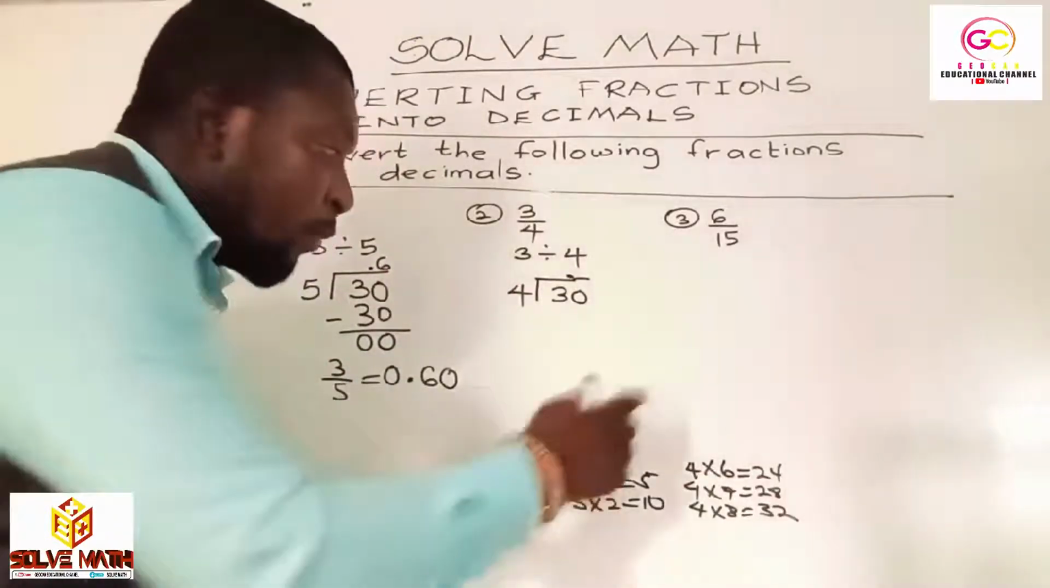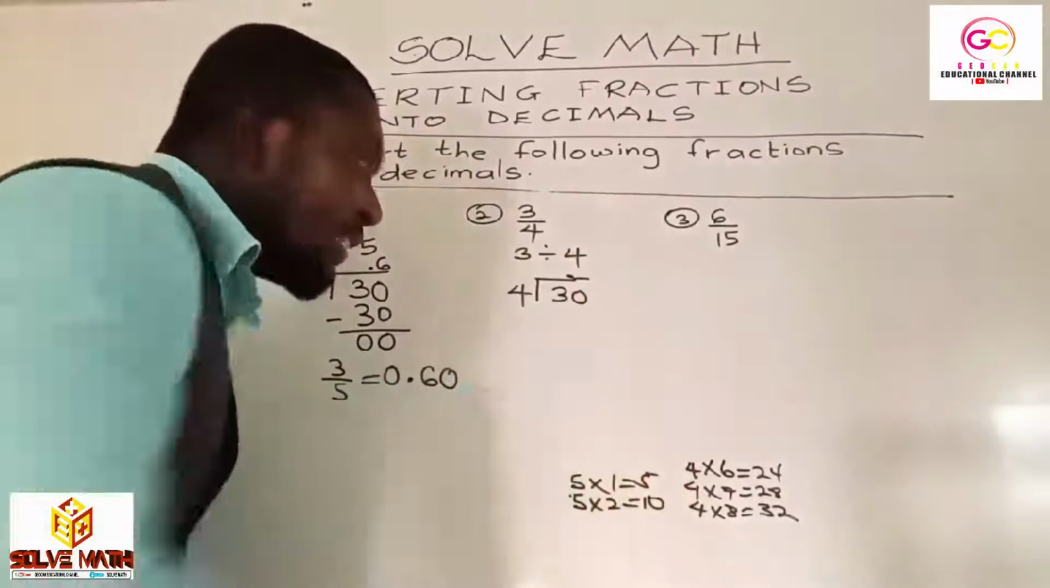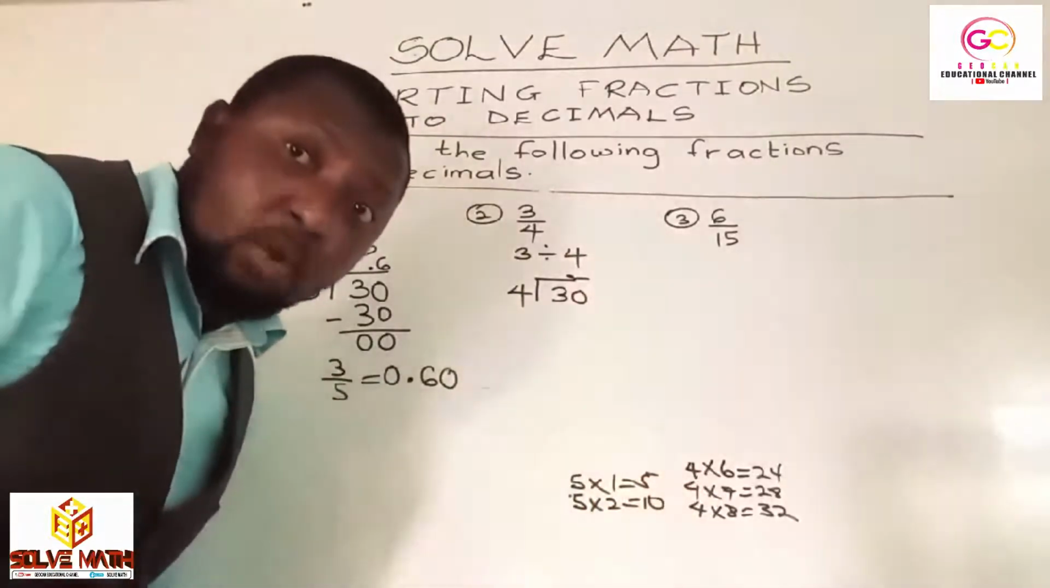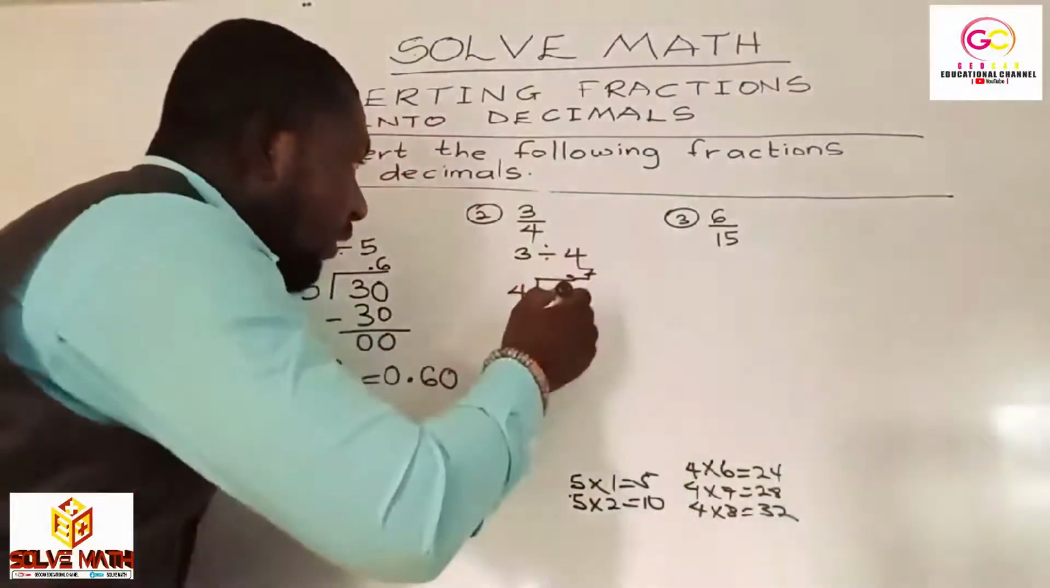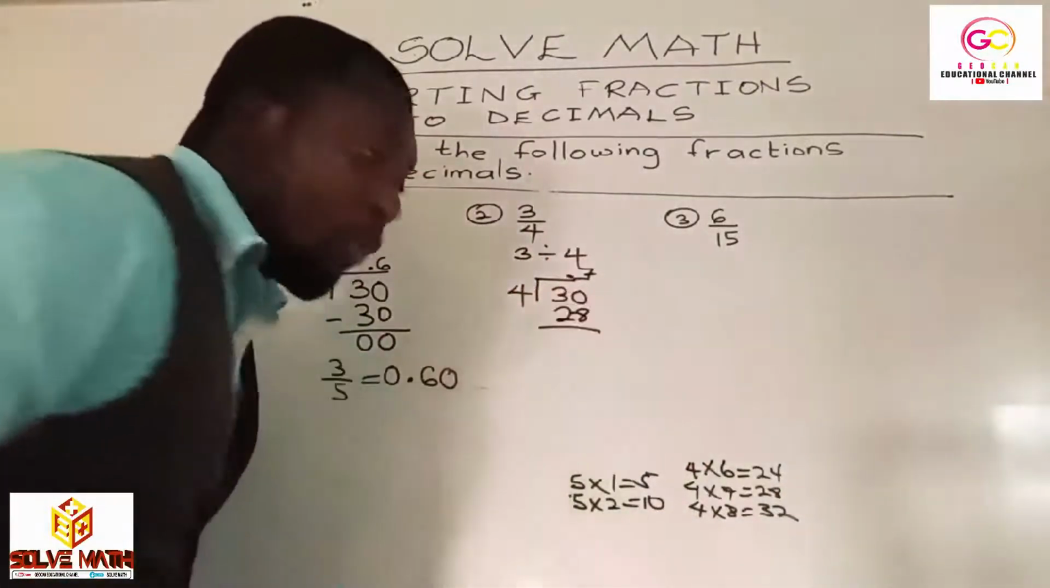What it means is that 4 will fill 30 seven times, and we will be left with a remainder. So we are going to use that one. So 4 times 7 is 28. Good. You quickly do what?